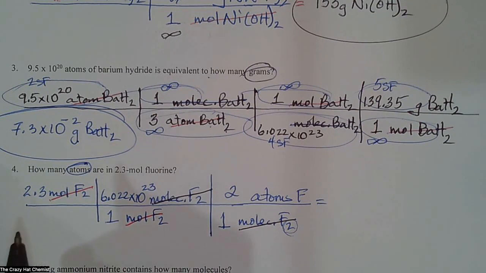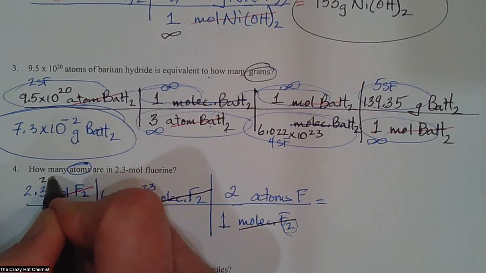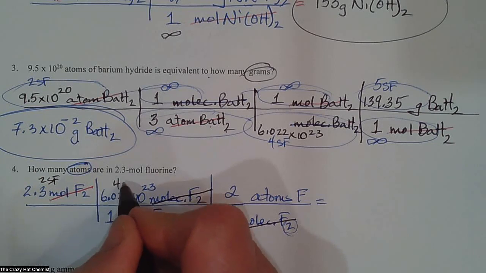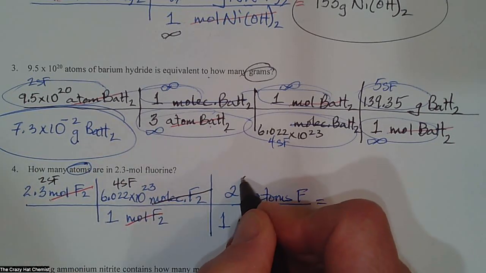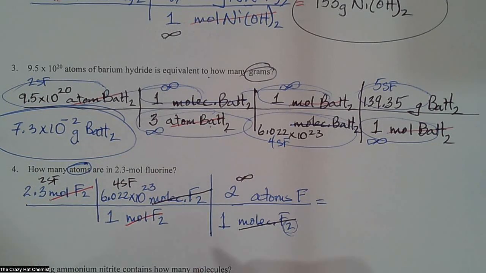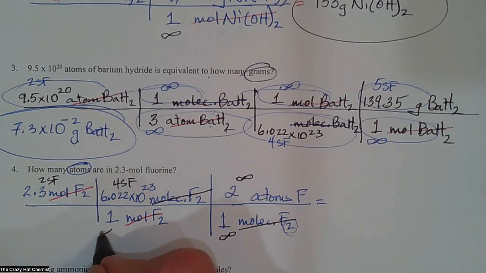And now we're going to look at significant figures. This has 2 significant figures in this numerator. This has 4 significant figures here. This has an infinite number of significant figures because I counted it. Infinite number of significant figures, definition. So the fewest number of significant figures in this problem is 2.